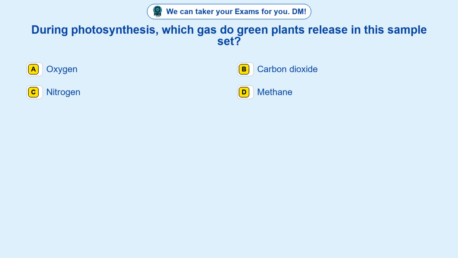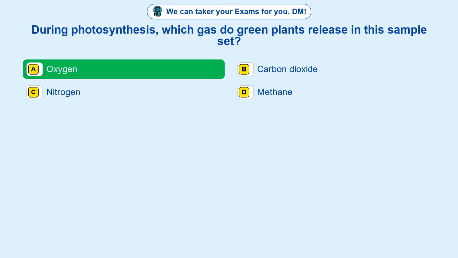Question 1. During photosynthesis, which gas do green plants release in the sample set? Option A, oxygen. Option B, carbon dioxide. Option C, nitrogen. Option D, methane. The correct answer is option A, oxygen.